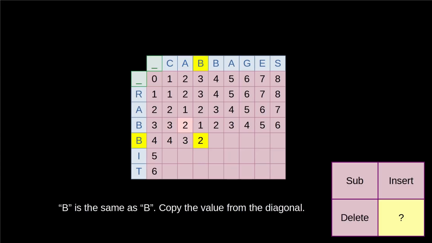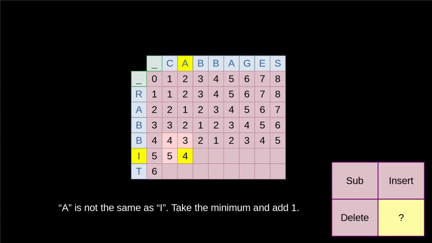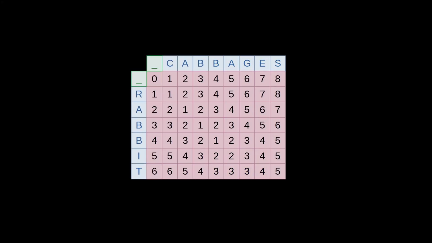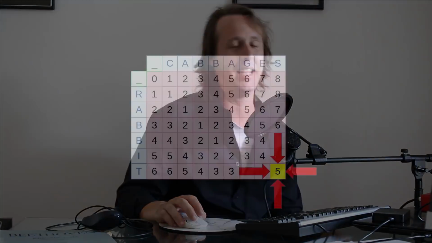It almost becomes so robotic and so simple. You just take the minimum of those 3 surrounding boxes, or if the characters are the same, then you just record the same value that's diagonally adjacent. By the end of it, you've actually computed the edit distance of all of the substrings. Your final value in the lower right-hand corner is actually the Levenshtein edit distance itself. So drum roll, if you please. The edit distance between the words cabbages and rabbit is 5. I kid you not.